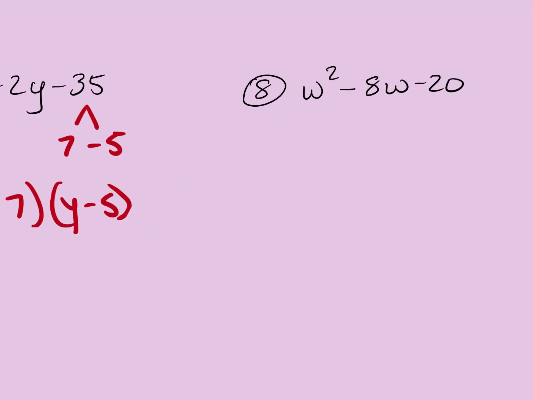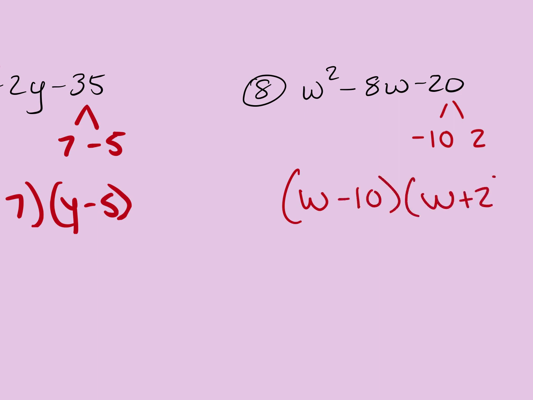All right, number 8. What are 2 factors of negative 20 that add to negative 8? Negative 10 and 2. Perfect. Negative 10 plus 2 would be negative 8. So in my parentheses, I have w minus 10 and w plus 2.